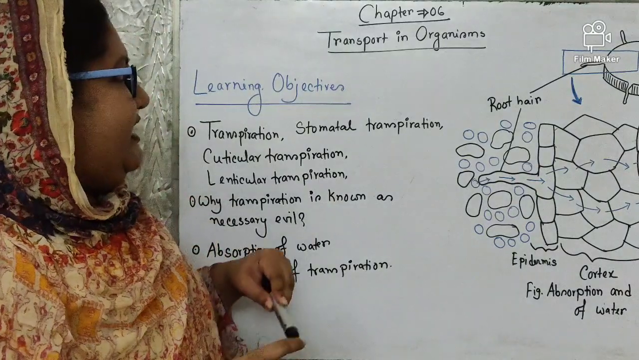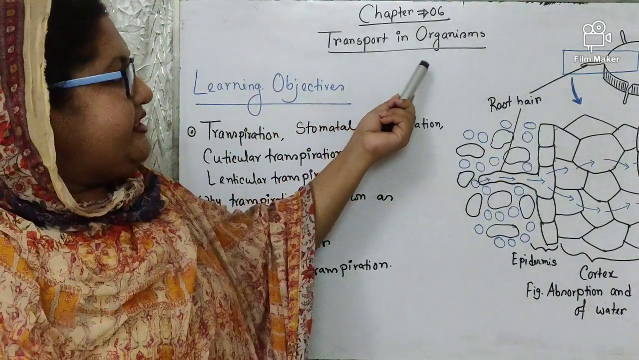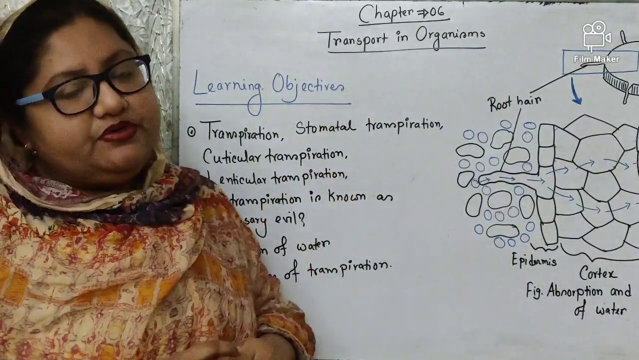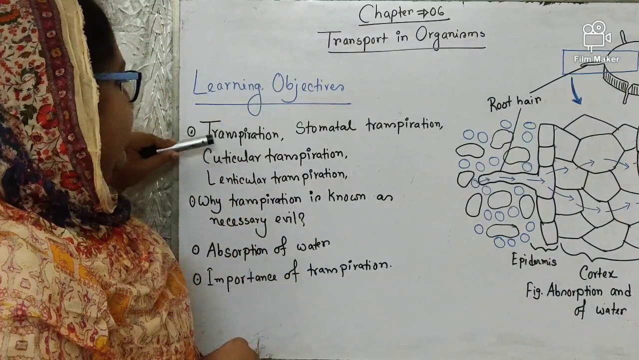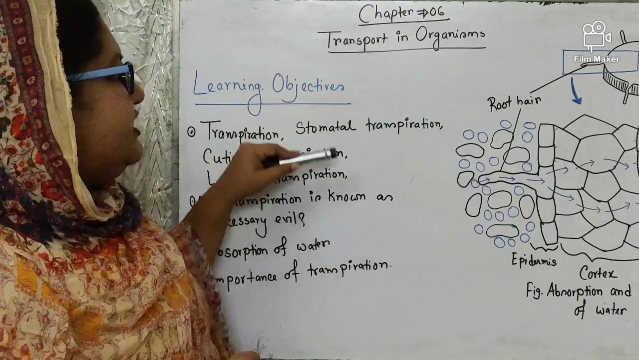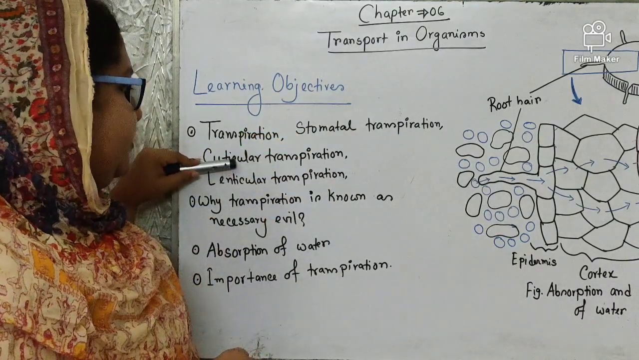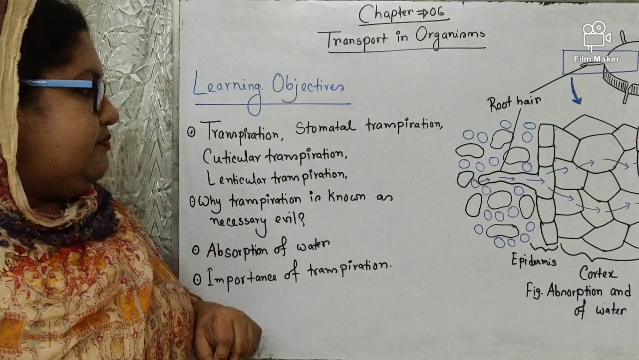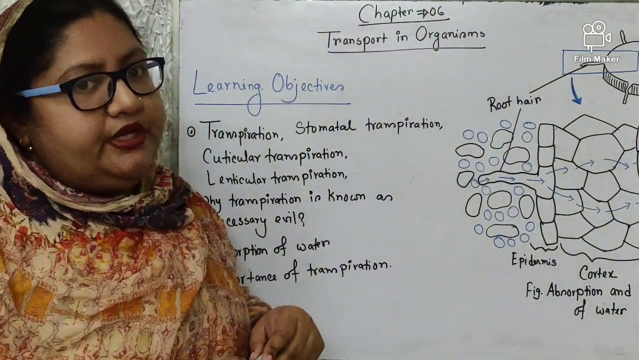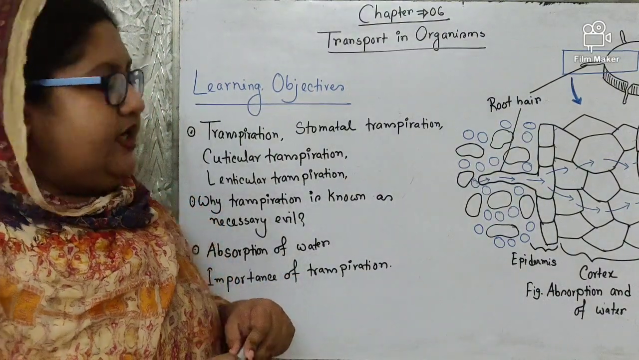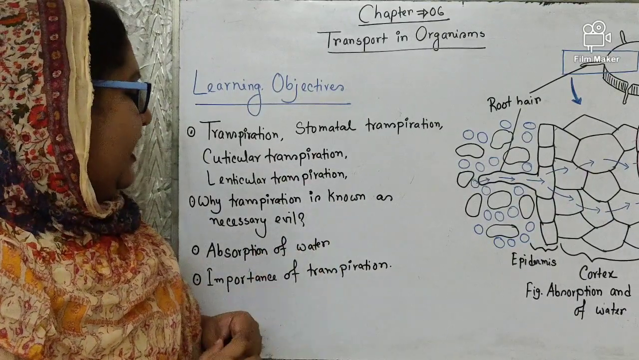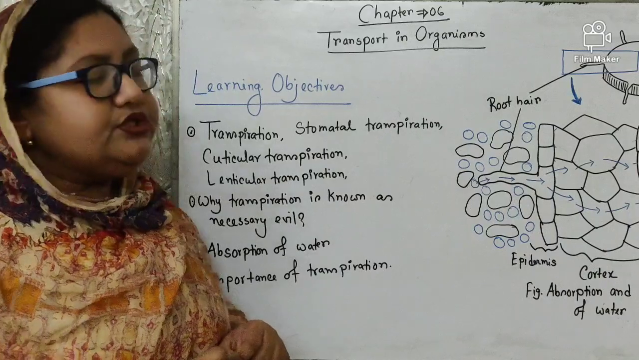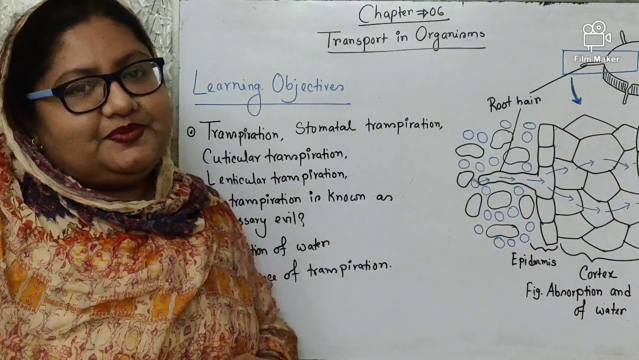My today's topic is Transportation in Organism. This is from chapter 6. My learning objectives are the definitions of transpiration, stomatal transpiration, cuticular transpiration, and lenticular transpiration. From today's topic, you will be able to explain why transpiration is known as a necessary evil, the absorption of water, and the importance of transpiration. Okay?